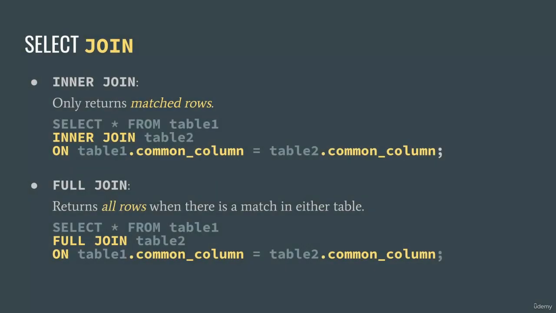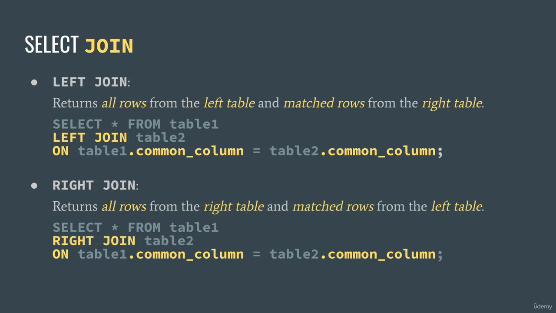When using select to retrieve data, we can make use of the join keyword. In SQL, there are multiple types of joins. Let's start with the inner join and full join. The inner join is used to return only the rows where there's a match between both tables. So in this inner join query, we will only include rows where common column values match between table 1 and table 2. On the other hand, the full join includes all rows from both tables, showing matches where they exist and filling in with null where they don't. This way, every row from both tables is represented, even if they don't match on the common column.